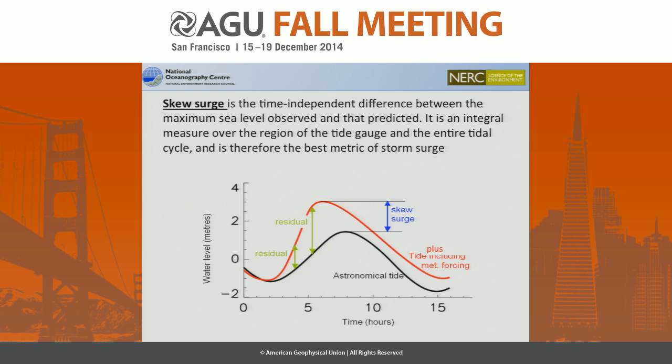You only get one of these per tidal cycle, so statistically you reduce perhaps the number of measures that you have, the number of data points, but the power of that integrated measure is so much better that we now take that to be the best measure of genuine storm surge. That is the effect that the weather has actually had on the observed sea level.